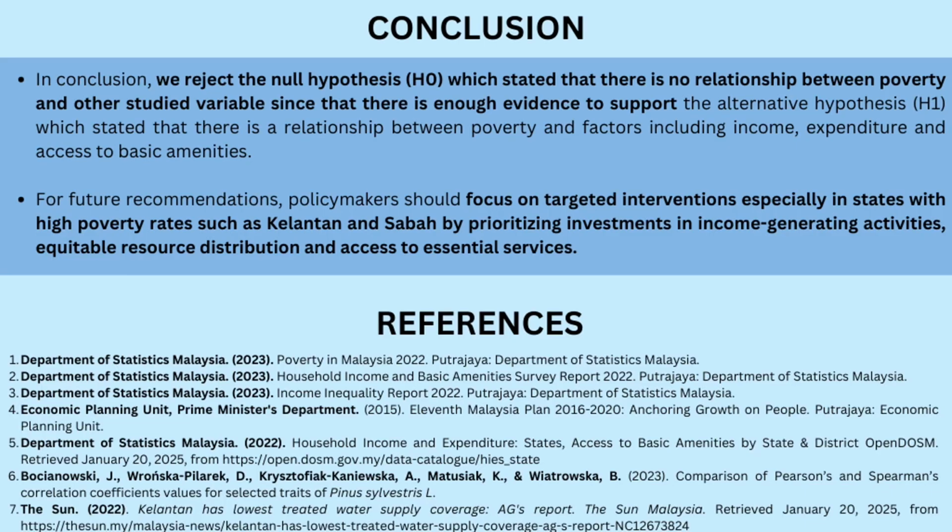Based on these findings, we recommend targeted policy interventions, especially in states with high poverty rates such as Kelantan and Sabah. Policymakers should prioritize investments in income-generating activities, ensure equitable resource distribution, and improve access to essential services to reduce poverty effectively. Overall, this study highlights the critical role of economic and infrastructural factors in addressing the poverty rate in Malaysia. By implementing well-planned policies, we can work towards sustainable poverty reduction and improve living standards.